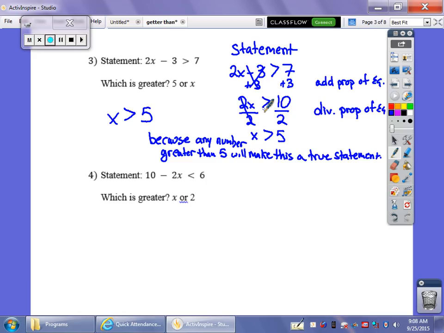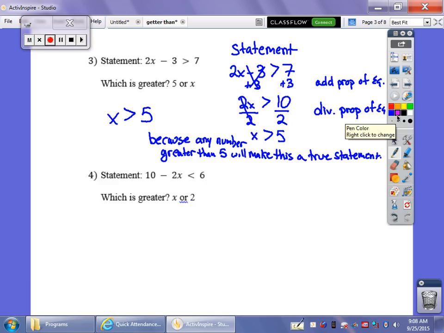So take a look at number 4 and try to solve this one. So which is greater, x or 2? And I'll show you a different way that we can answer this question. So which is greater, x or 2? Take your time. When you're ready, start the video back up.